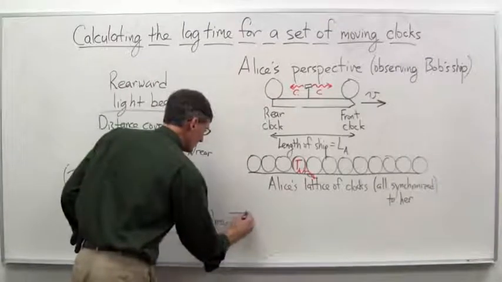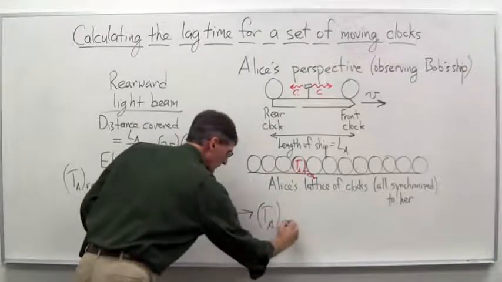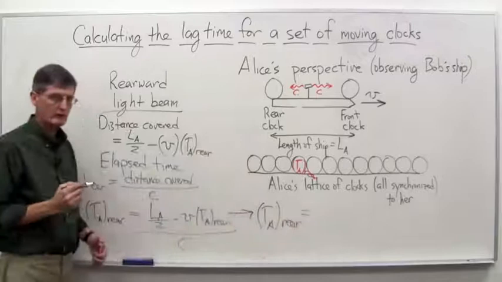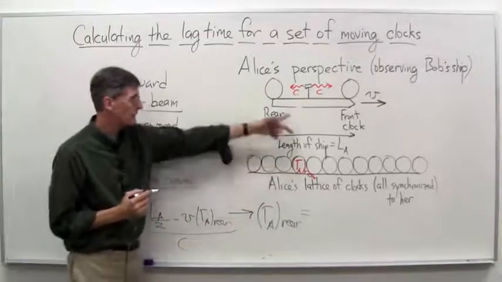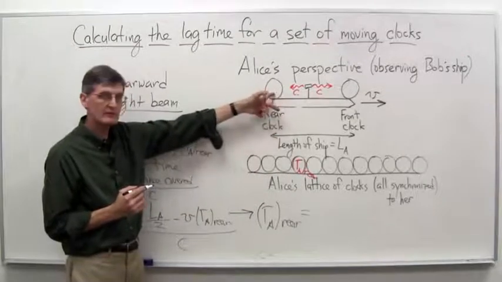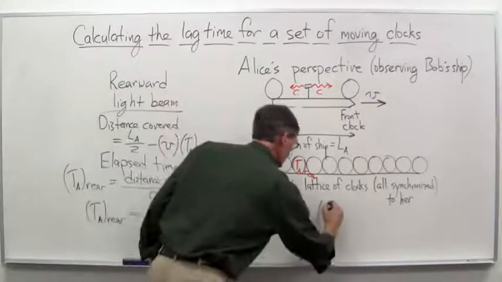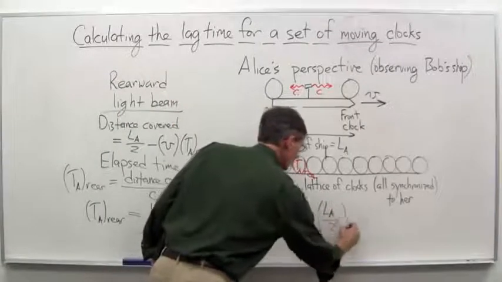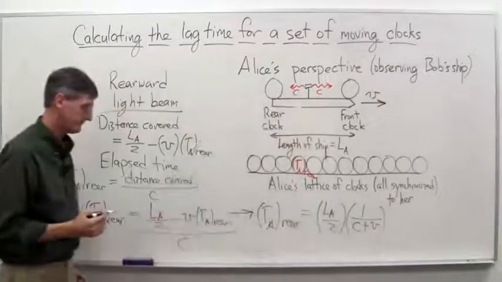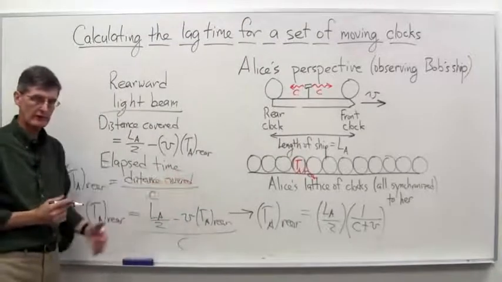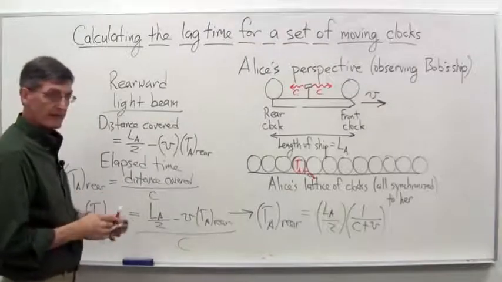If you do that, here's what you find, so you can check your answer here. We can find Alice's clock, so this clock here, when the rearward going photon hits the rear clock on Bob's ship, is LA over 2, 1 over C plus V. Okay, so we'll go from there to there, a couple lines of algebra. Okay, so we say, great, we've got that part.